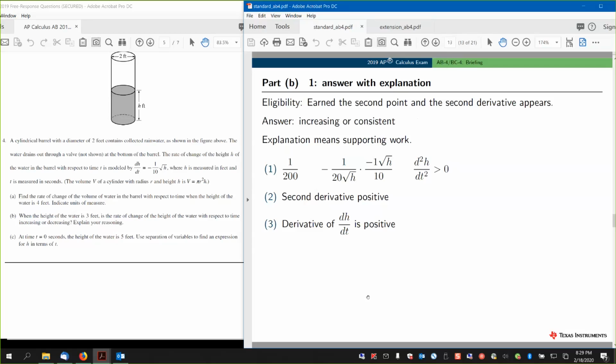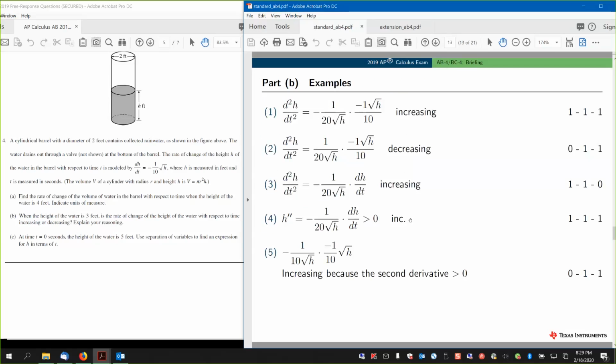So here are some examples. Here are 3 examples, I think, of supporting work. If a student has an expression, the d squared h over dt squared of 1 over 200, or they leave something like that, I think I can tell that's positive. Or if they explicitly say that it's greater than 0. A student can certainly write that the second derivative is positive. They could write the derivative of dh/dt is positive. All of those are sufficient explanation.